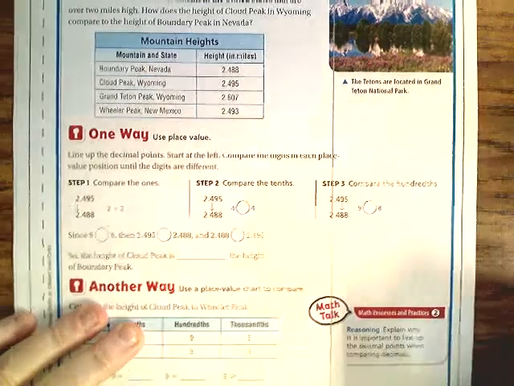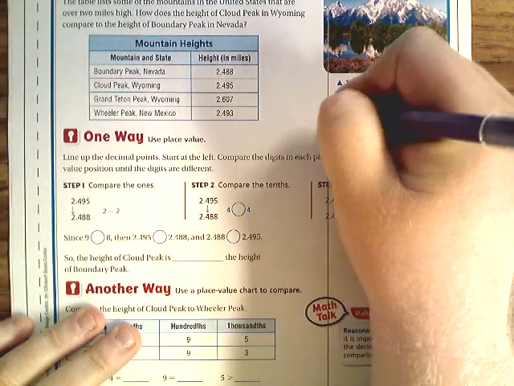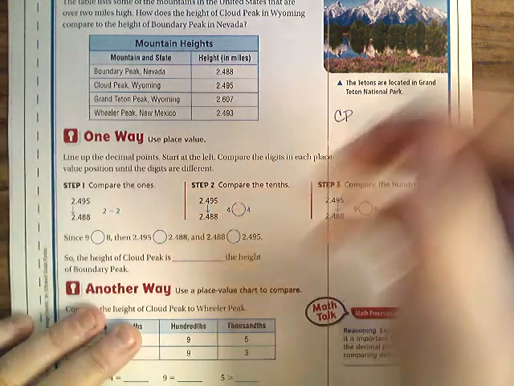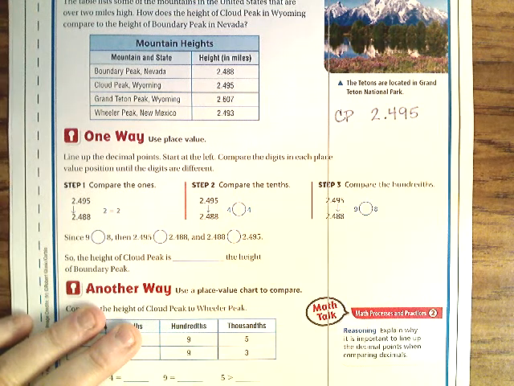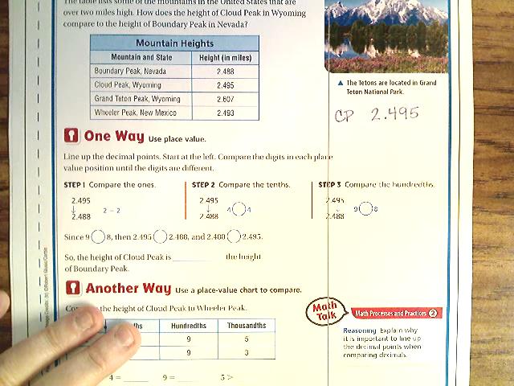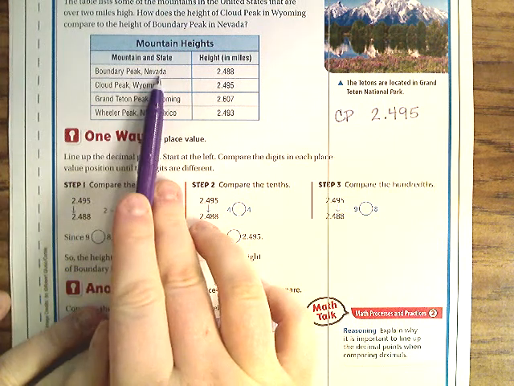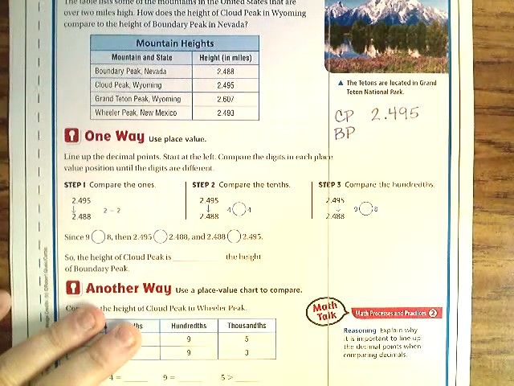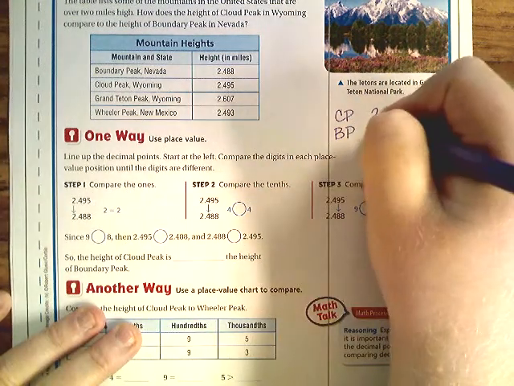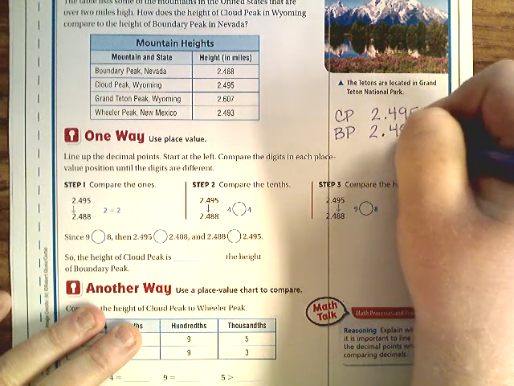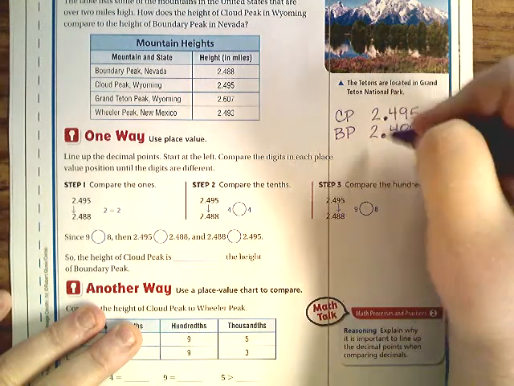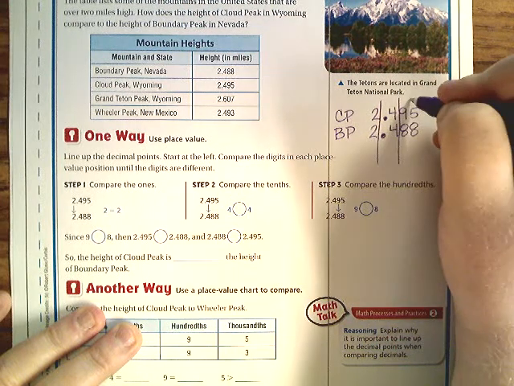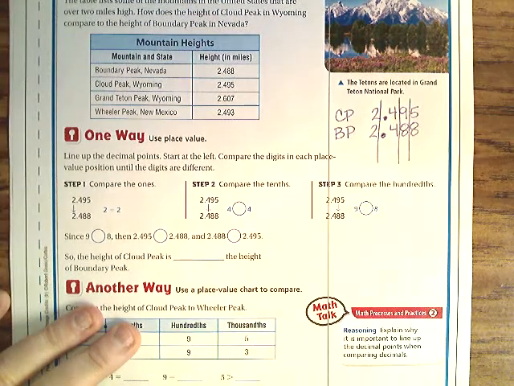So over here in this blank space, we're going to be comparing Cloud Peak. So let's just label it CP, which is 2.495, or 2 and 495 thousandths. And we are comparing that to Boundary Peak, which is in Nevada. So Boundary Peak. And we're going to line those decimal points up. So we have 2.488. See how I've lined my decimal points up and my digits up? Now I'm going to just kind of draw lines here so we can see them a little bit better, okay?